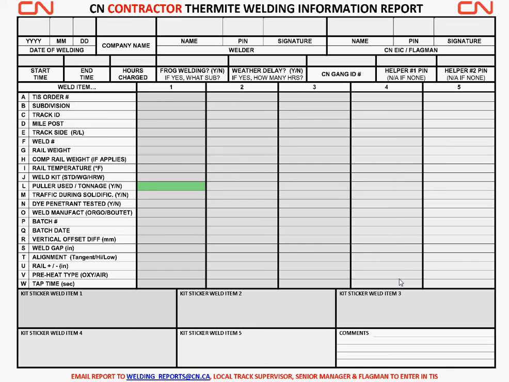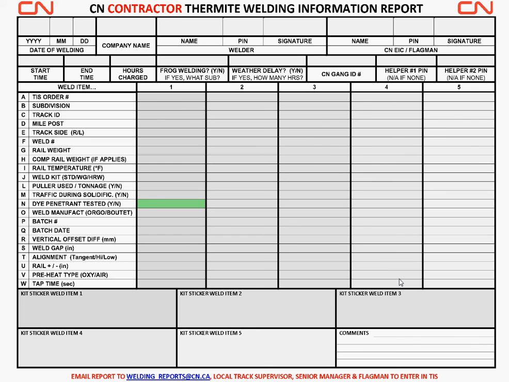Puller used. If you are using a puller, either put yes or no, and if you are using a puller, please put the tonnage that you used when pulling. Traffic during solidification. Traffic during solidification can only happen in one of two instances. One is when you are making the weld and the slag is being poured and a train goes by in the next track disturbing the weld as it's curing, or you make a weld, have to get off the track, and while it's curing and cooling down, a train runs over it.